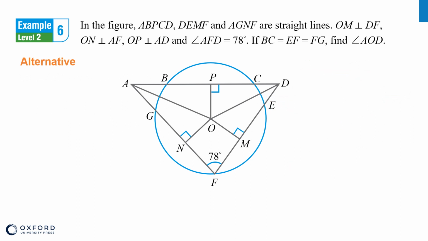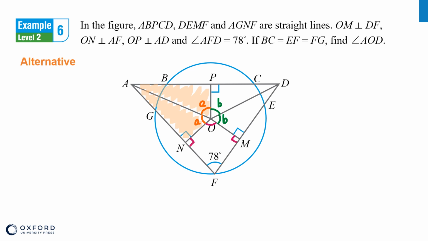There is almost always an alternative approach to a geometry question, and this one is no exception. Let's suggest one here. First, let angle AOP be a and angle DOP be b for easy referencing. Then angle AOD will be the sum of a and b. Using the same approach as before to prove that triangle OAP is congruent to triangle OAN, then we have angle AON is equal to a. Similarly, we can get that angle DOM is equal to b.